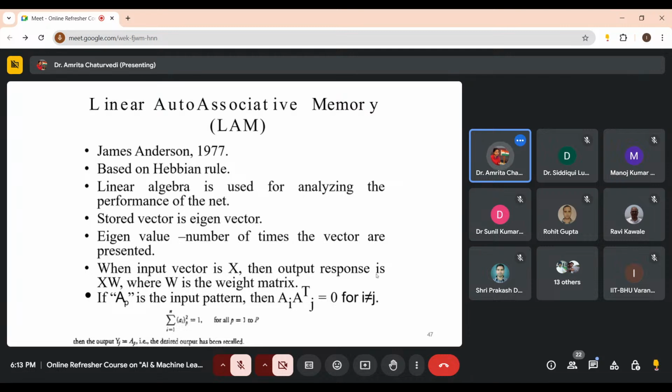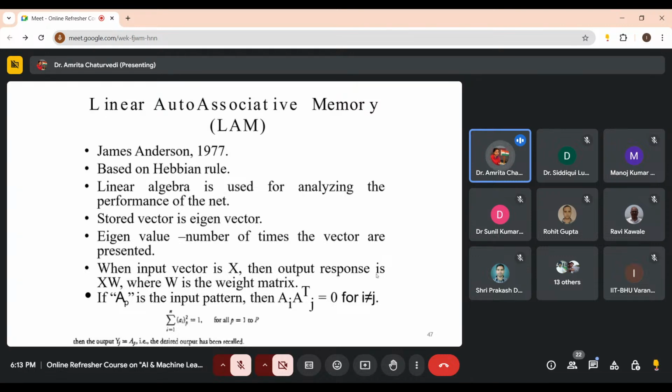Another one is the linear auto-associative memory. This was given by James Anderson in 1977 and is based on the Hebbian rule. Linear algebra is used for analyzing the performance of the net, and the stored vector is an eigenvector. The eigenvalue is the number of times the vectors are presented. So when the input vector is x, the output response is xw, where w is the weight matrix.